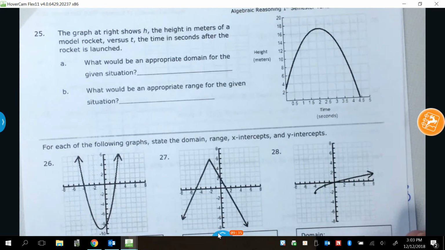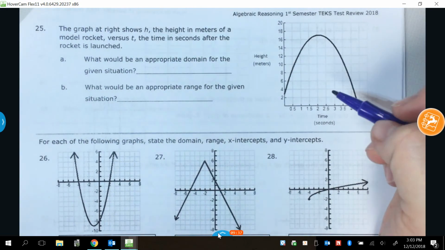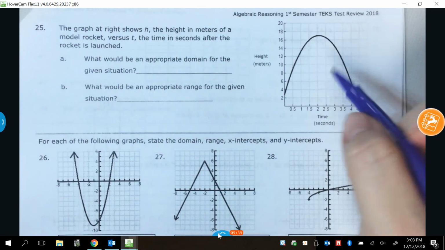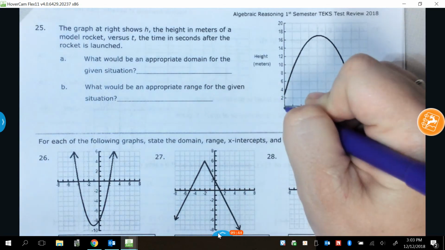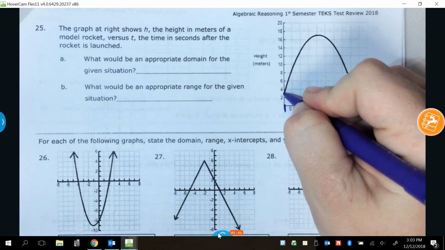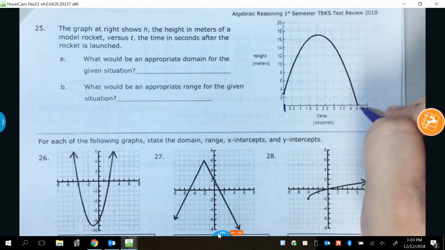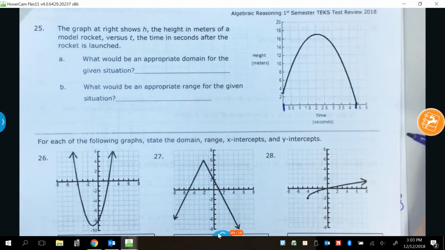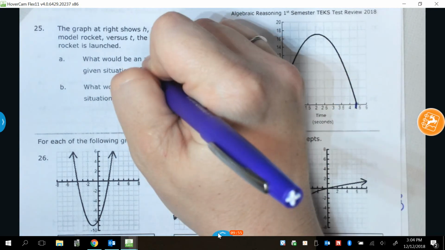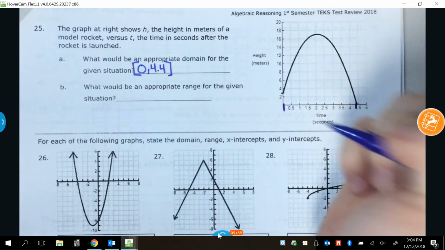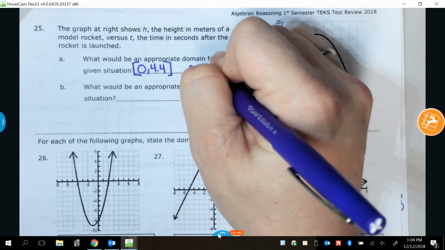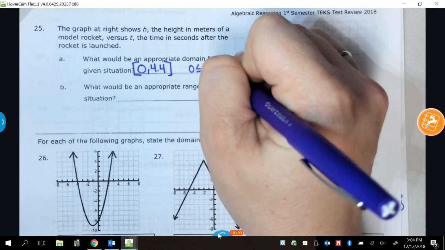Okay. The graph at the right shows h, the height in meters of a model rocket. Okay, what would be an appropriate domain for the given situation? So domain, it starts at 0. It took off from about 3 meters high, and it landed right here before 4.5. So I'm going to show you both ways to write it. It would be 0 to 4.4 with brackets because it touches, or 0 is less than or equal to x is less than or equal to 4.4.